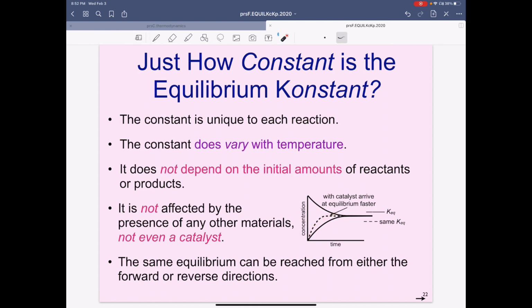And of course, the equilibrium can be reached from going in the reverse direction. Either way, we can end up at the same equilibrium constant. So it only varies with temperature. So in a lot of these problems, you'll be given a temperature, and often you're not actually going to use that number anywhere in your calculations.